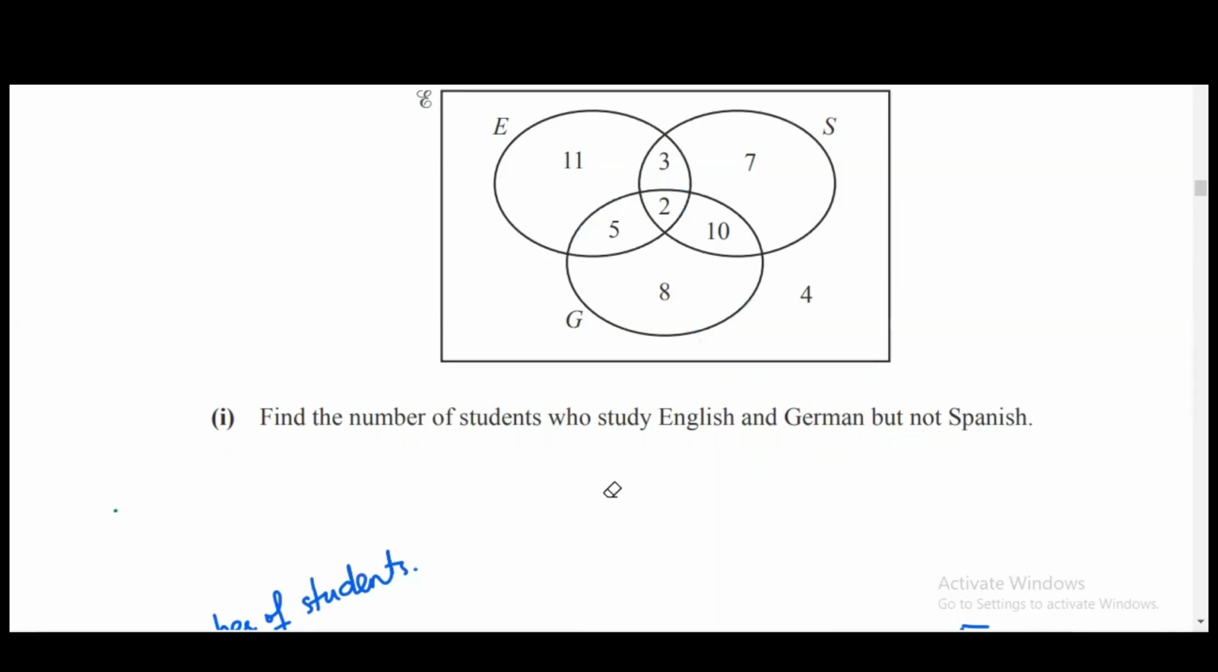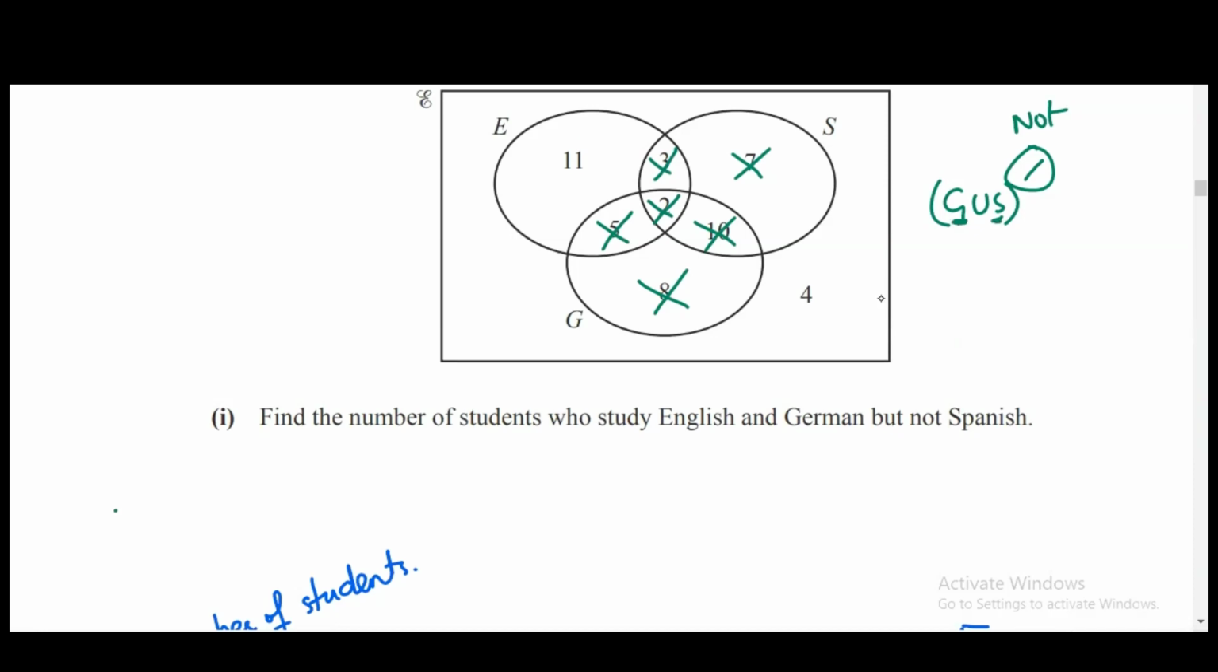For G union S complement. G union S complement means not. The symbol is for not. Don't take G union S. So the students who are studying German, we don't take them. Also studying German and English both, also German and Spanish, Spanish only, English and Spanish. We don't take the students who are studying German and Spanish.